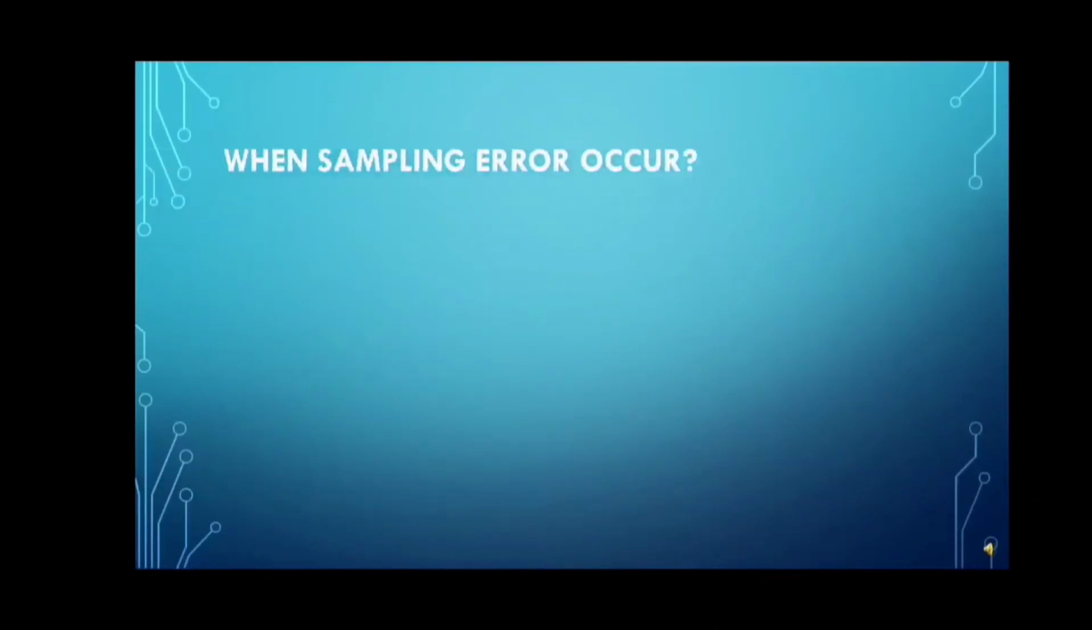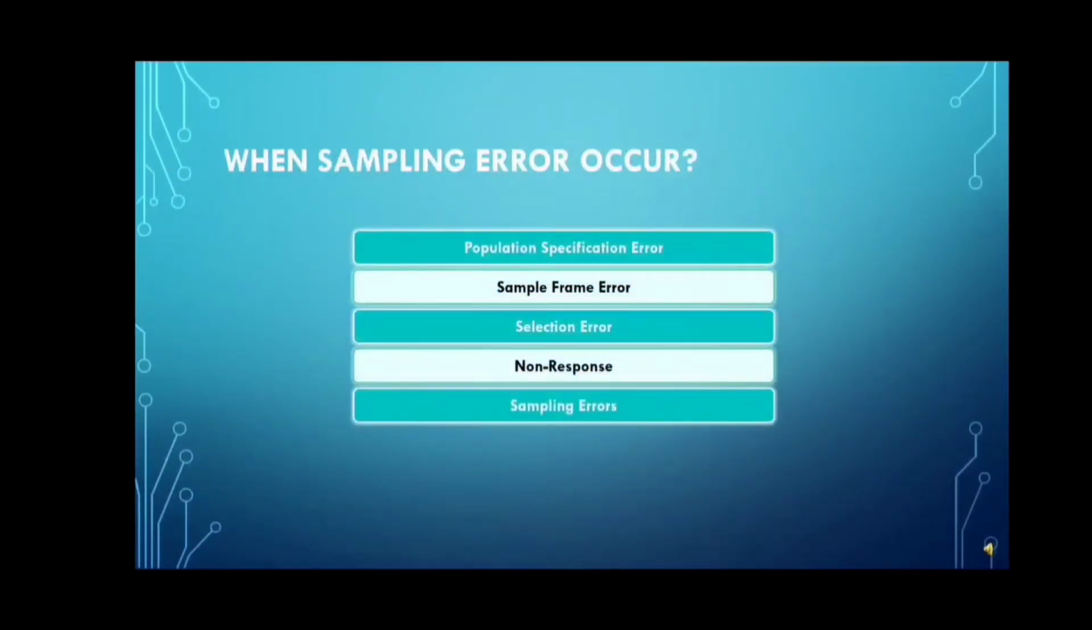There are 5 types of sampling error. These are population specification error, sample frame error, selection error, non-response error, and sampling error.